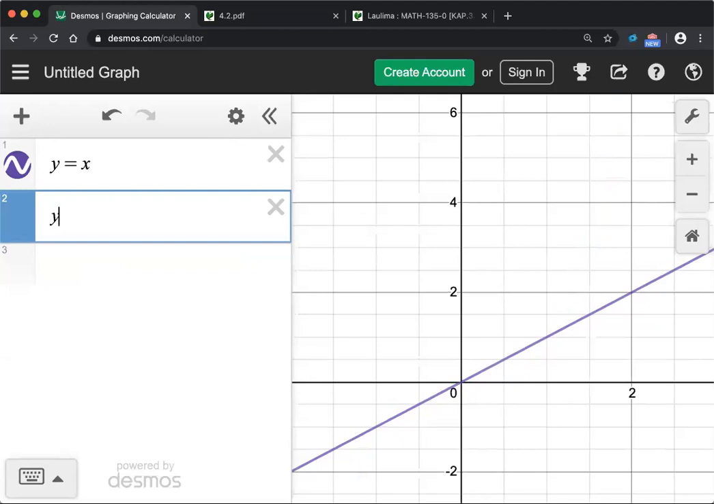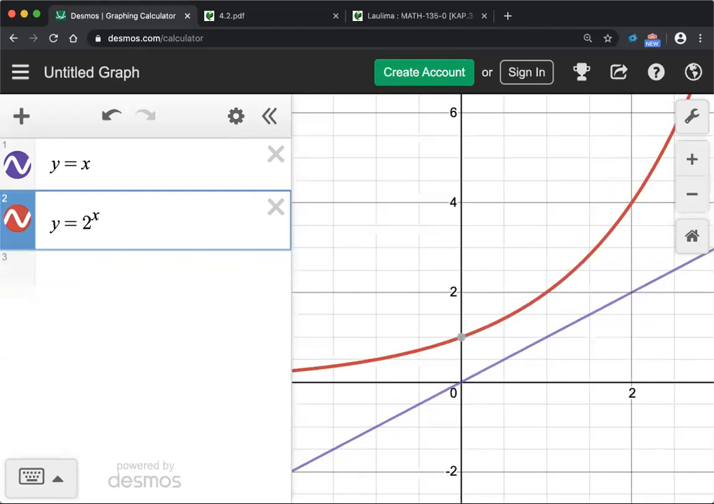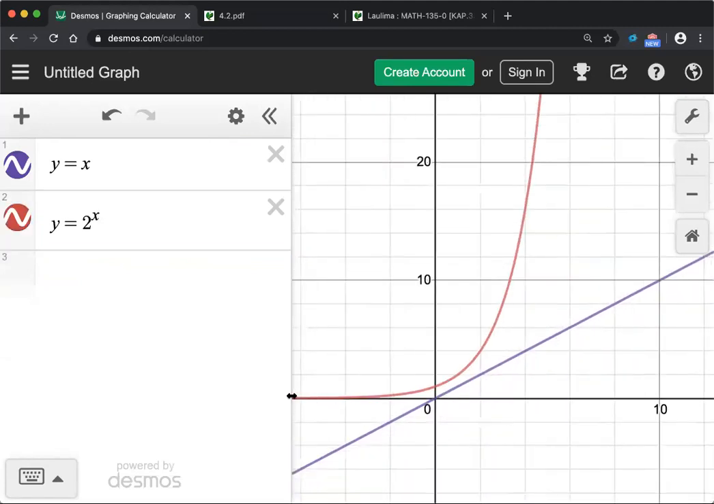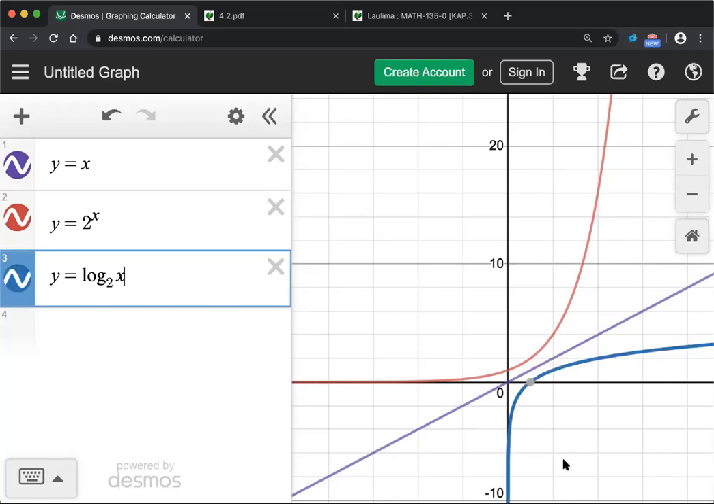Last time we talked about this exponential function. In particular, we looked at the base 2, right? Y is equal to 2 to the x. This is what the graph looks like. Right, it kind of explodes. As you go to the left it goes towards 0, and then it goes towards infinity. So the inverse of that would be y is equal to log base 2 of x.